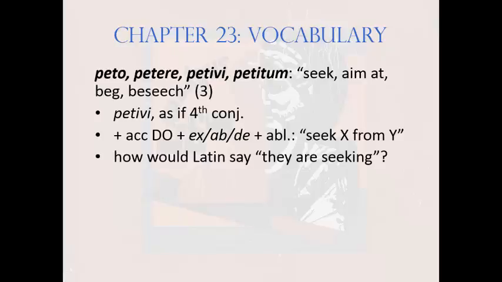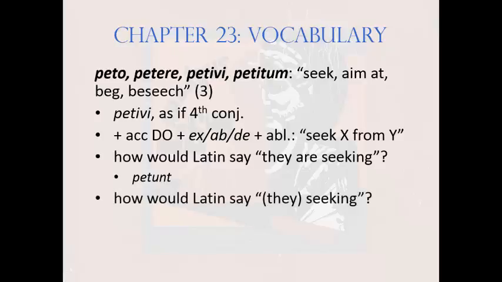That's right. Petunt. Now, take the R out of the English. How would Latin say "they seeking"? That's the present active participle, isn't it? What we just studied in this chapter. What's the marker for the present active participle in Latin? In other words, English -ing equals what in Latin? Yes, nt plus third declension endings.